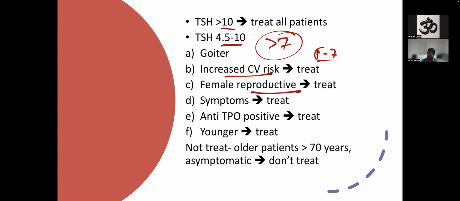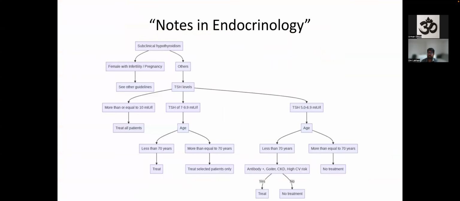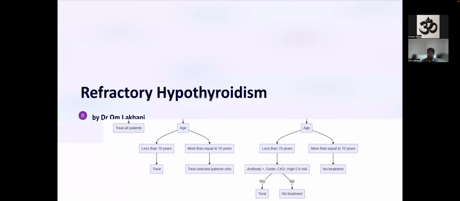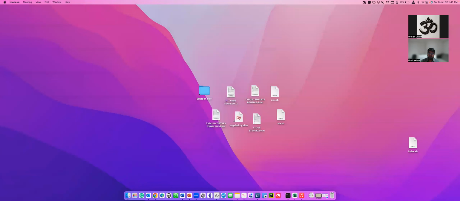Female reproductive abnormalities, you treat. Symptoms like menorrhagia, you treat. Anti-TPO antibody or anti-TG antibody, you treat, right? And younger patients, you consider treatment, right? So this is the same guideline over here, right? So I hope this nuance is very clear, right? So this is the second point which I was trying to make, the issue of subclinical hypothyroidism, right?